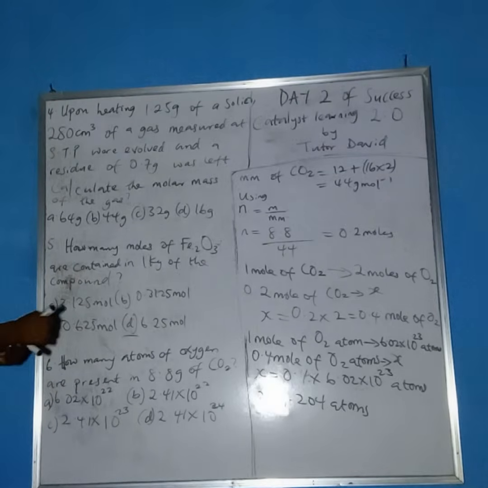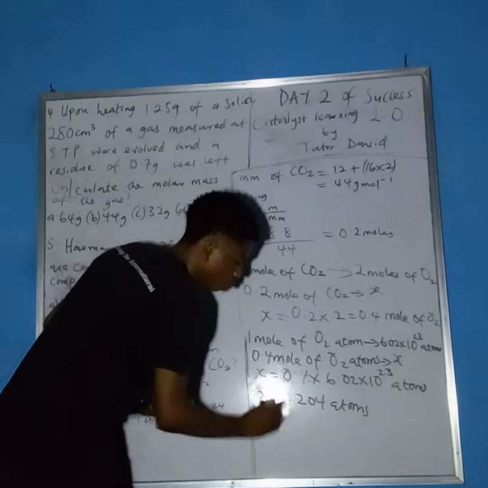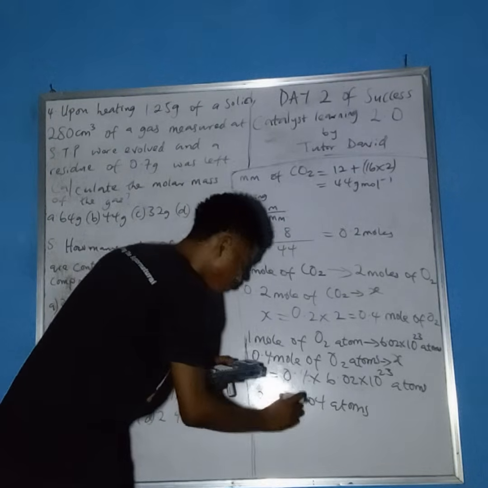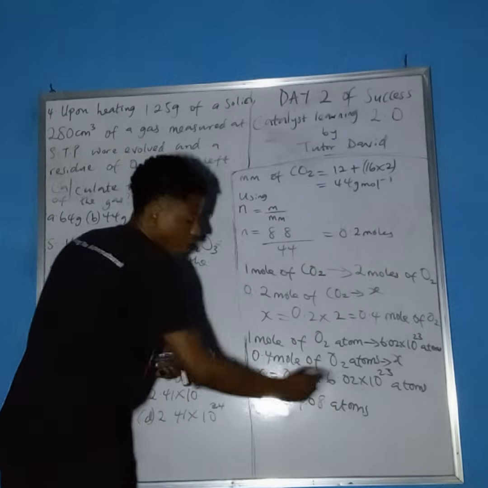Yes, okay. Let me show. So 0.4 times 6.02 times 10 raised to power 23. All right, 2.408. That's approximately 2.41 times 10 raised to power 23. Option C. That was the answer. So we have approximately 2.41.